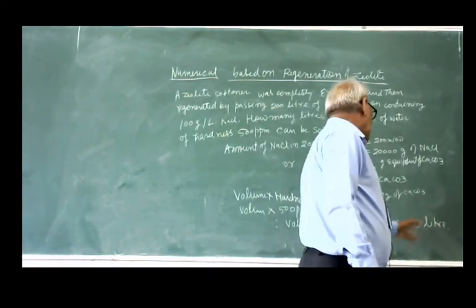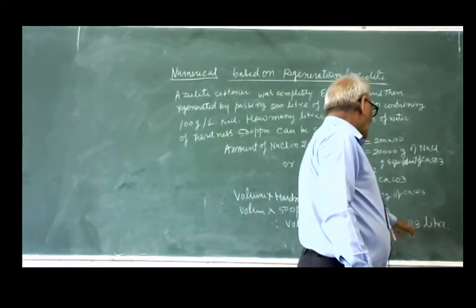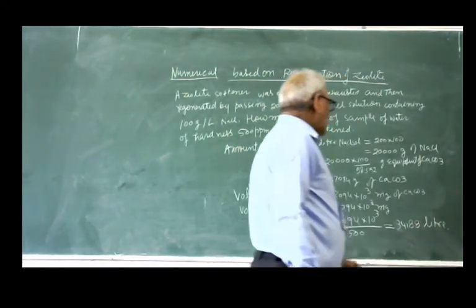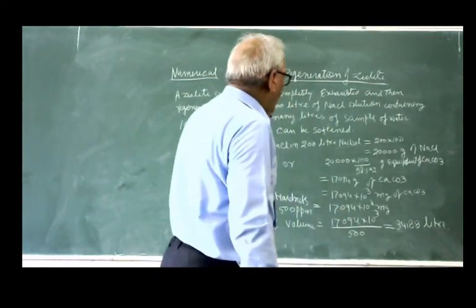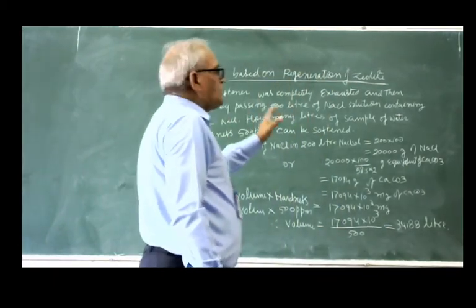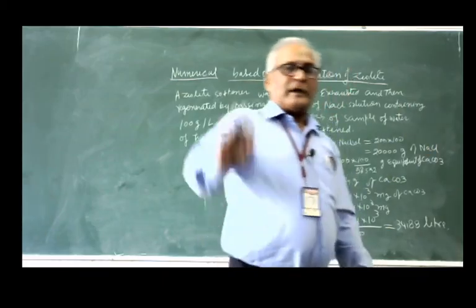You will get this much amount, that is 34188 liters, and this is the volume of the water required to be softened by the zeolite process. Thank you very much.